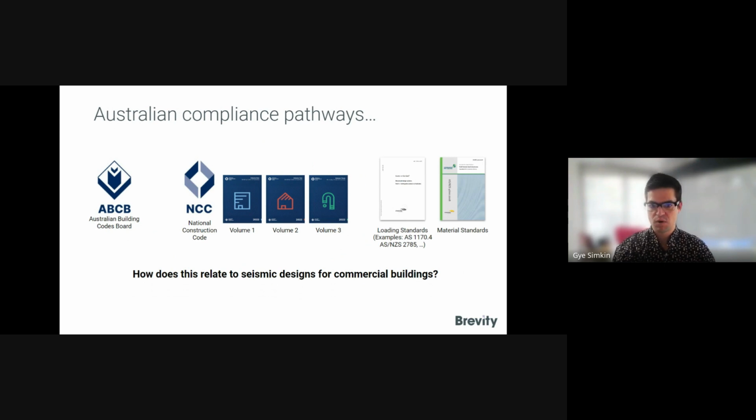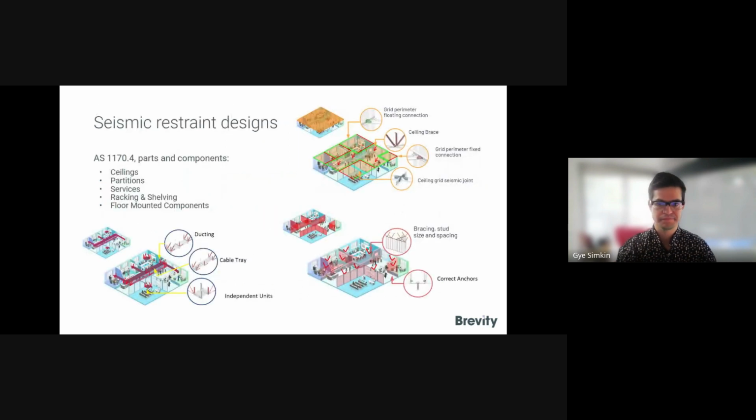That standard requires all non-importance level 1 structures to be designed for earthquake actions, including parts and components, which is typically your ceilings and internal partitions. Let's talk about what are seismic restraints.